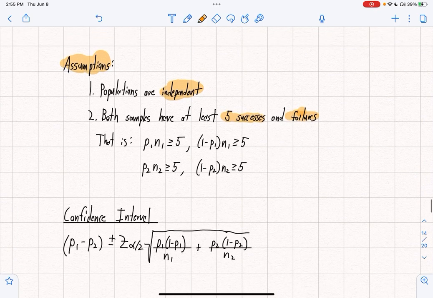And so we have a confidence interval for the difference in proportions, which will be the difference in our sample proportions, plus or minus z. So recall with proportions, we always use z, not t, which is kind of nice because we don't have to worry about degrees of freedom anymore. And then we're going to use this as our standard error.